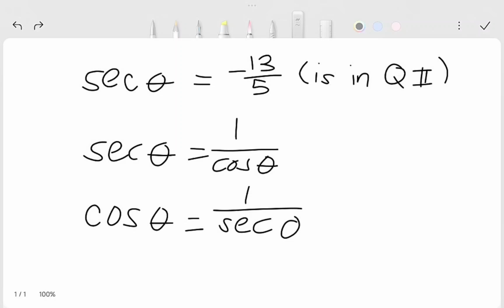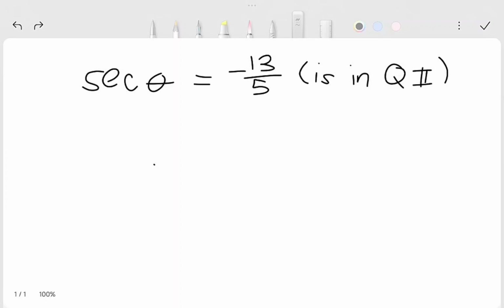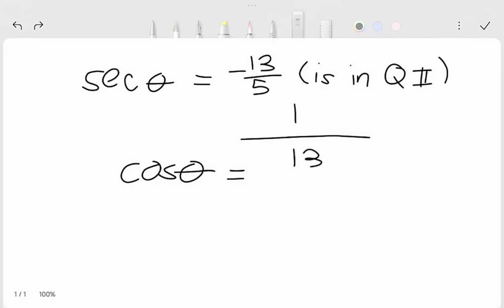So for us to know what is the cos theta, we can use the formula cos theta is equal to 1 over secant theta. And let's now put the value of secant theta, which is negative 13 over 5. So let's just multiply the 1 and the denominator of the negative 13 over 5, which is the 5. So negative 5 times 1 is equal to negative 5 over 13.